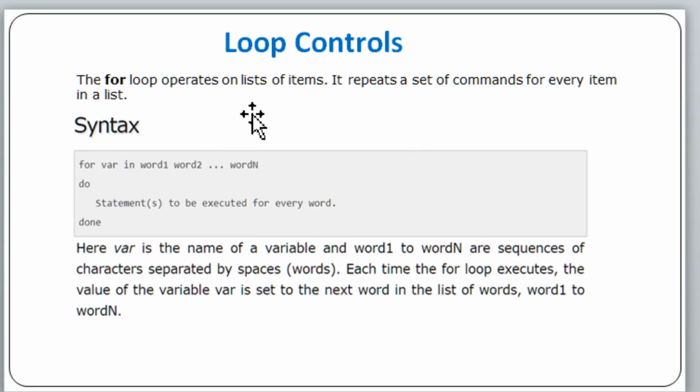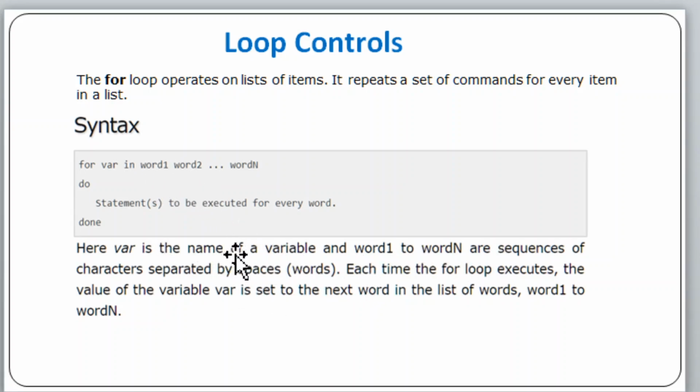So here we're going to talk about the for loop. The for loop operates on a list of items, as we just saw, or repeats a set of commands for every item in a list. So the syntax for for loops is for variable in word 1, 2, etc., all the way to however many words you have, do, and the statement to be executed for every word, okay? So for variable in these words here, and done. Here, variable is the name of the variable, and word 1 to word n are sequences of characters separated by spaces.